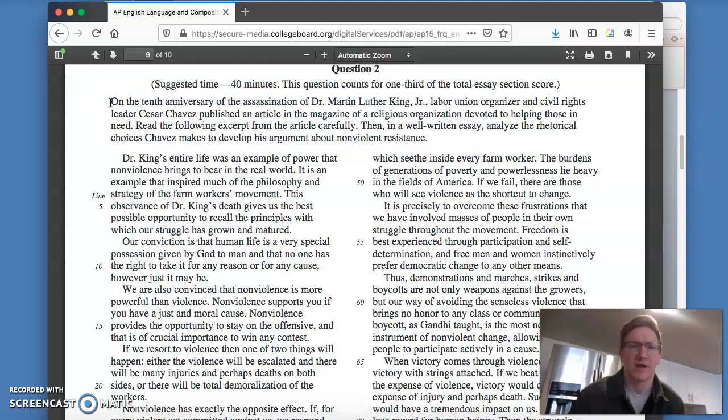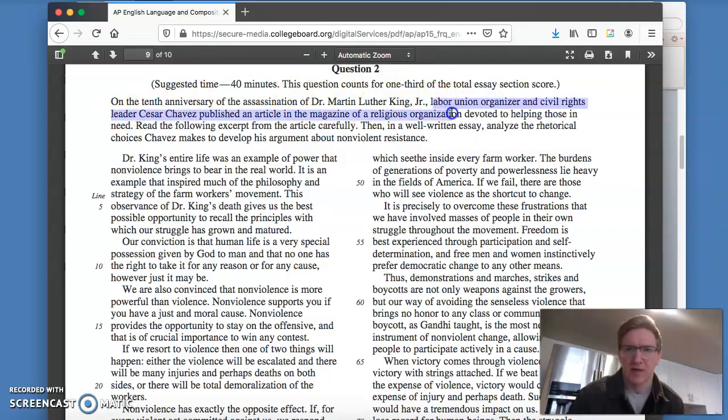Why is the writer writing this? And here it's because it's the anniversary of Dr. Martin Luther King Jr. And as you read this passage, you'll find out why Cesar Chavez is using this occasion to write about the topic that he writes about. So that's your exegesis right here.